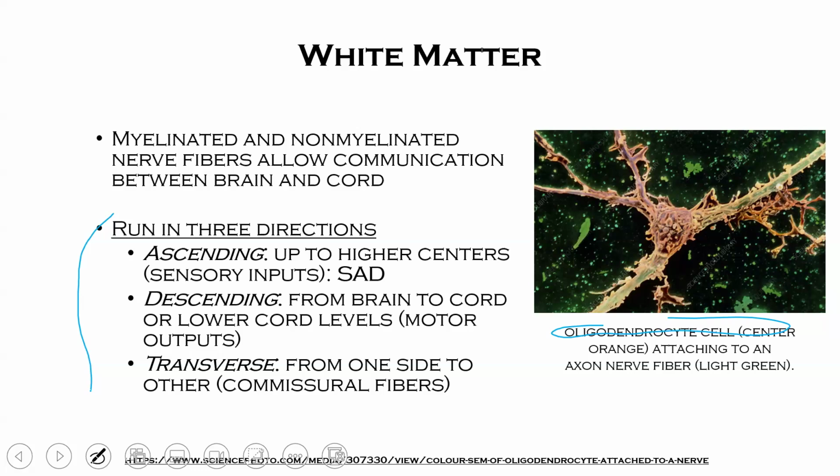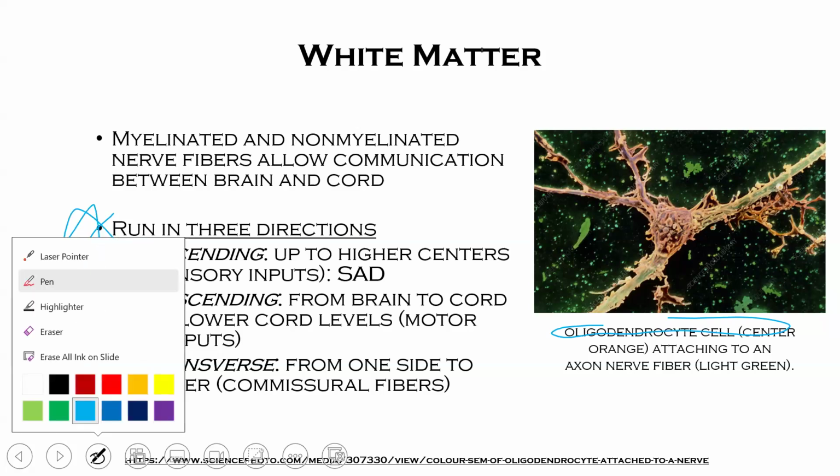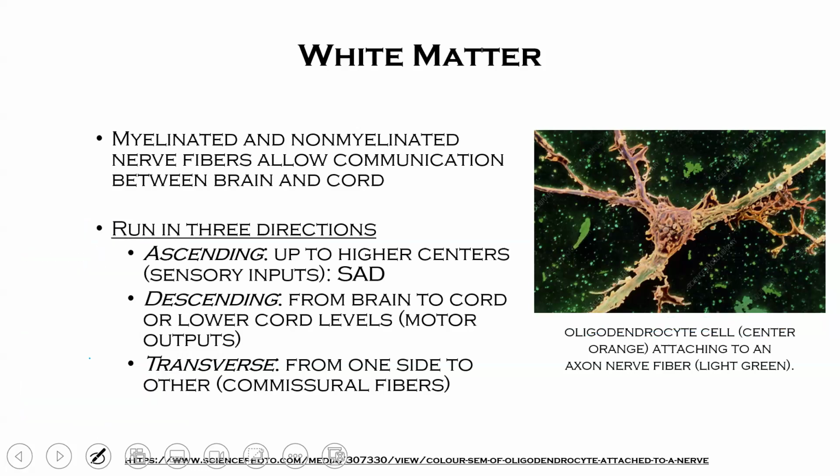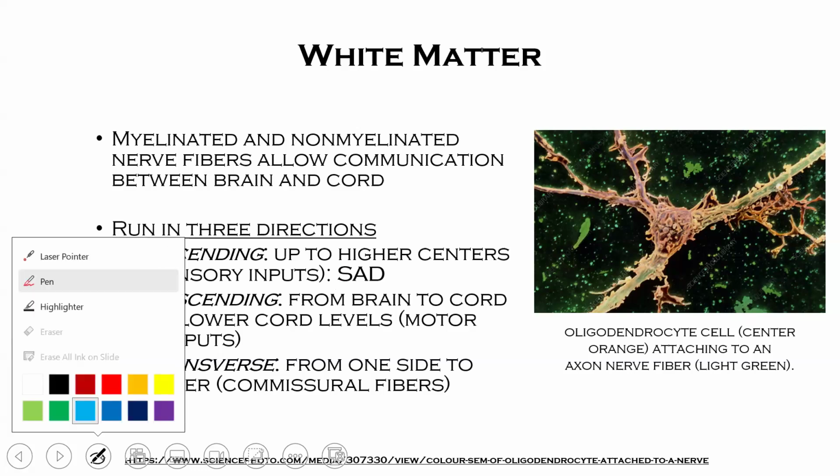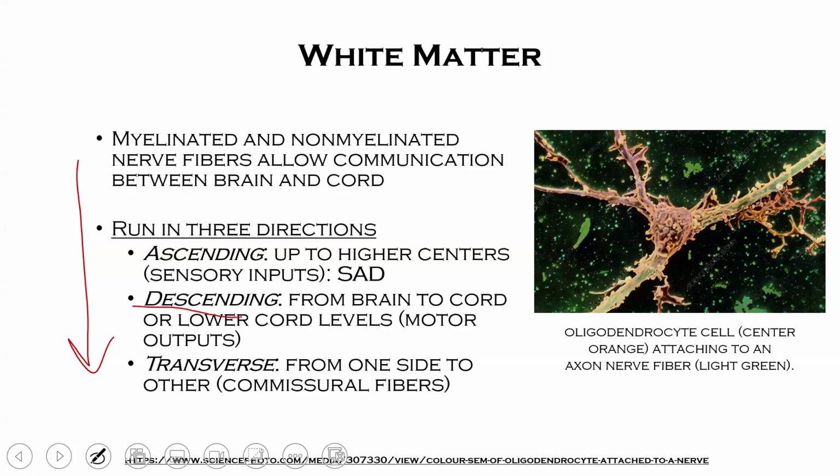And it's going to run in three directions. We're going to see ascending, or going up to the higher centers of the brain. This is the sensory input. It's going to be sensory, afferent or ascending, and dorsal. That's going to be the dorsal area of our spinal cord. Descending is from the brain to the cord or lower cord levels. This is going to be motor, or our movements. Transverse would just be from one side to the other of that spinal cord segment.